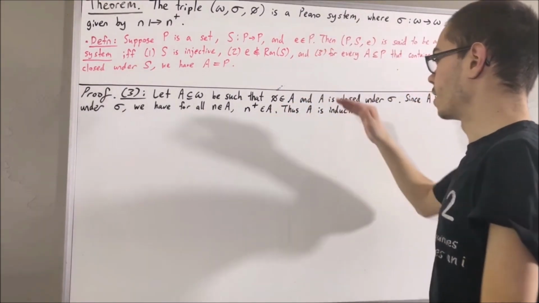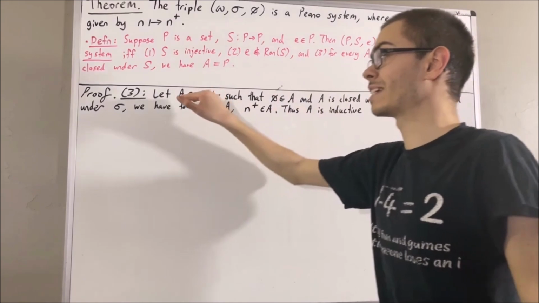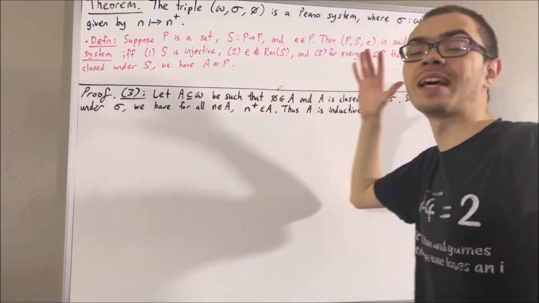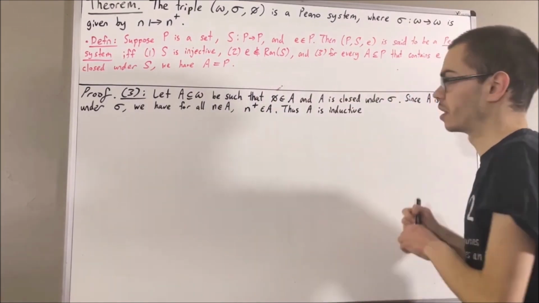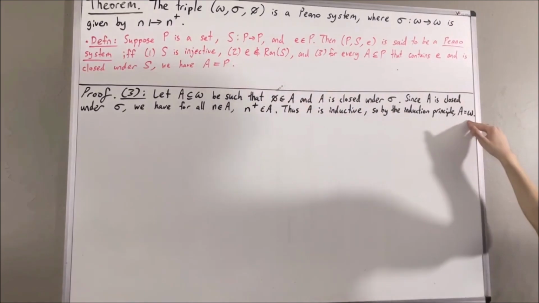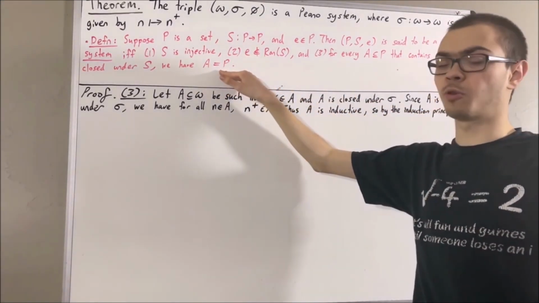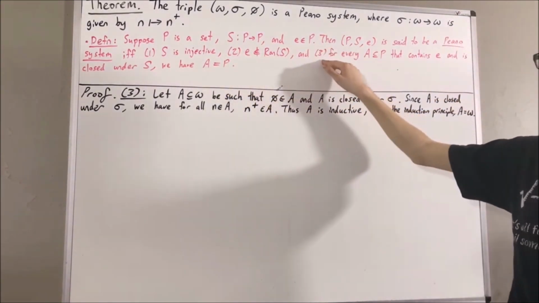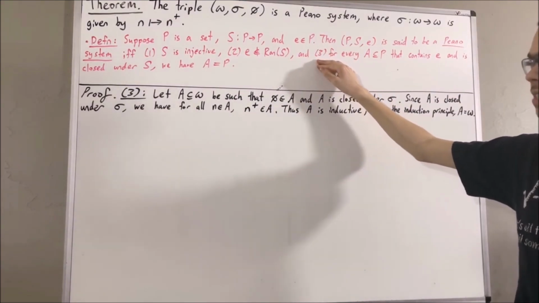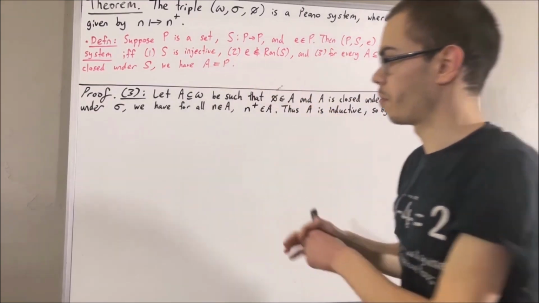So, since A is inductive and A is a subset of the natural numbers, well, from the principle of induction, that implies that A is equal to the set of natural numbers. And that is exactly what we set out to prove in order to prove that the third condition is true. So that proves that the third condition is true. Now we're going to prove that the second condition is true.